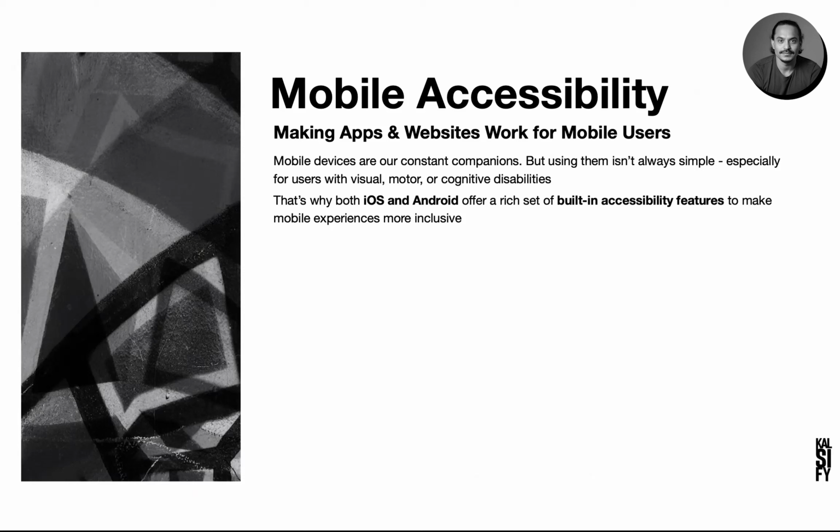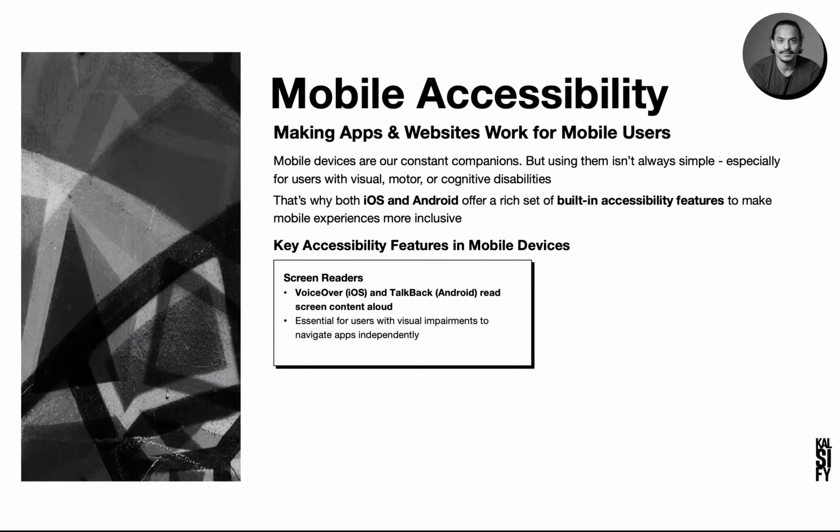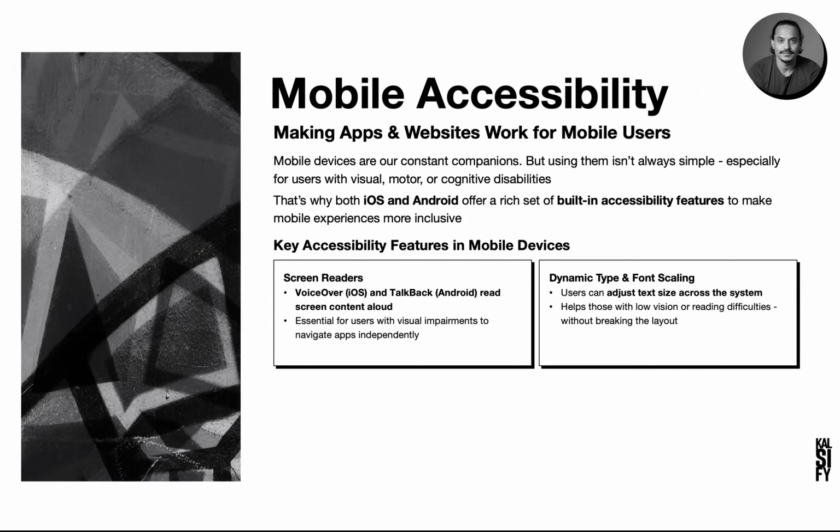Some of the key accessibility features in mobile devices are screen readers, VoiceOver in iOS, and TalkBack in Android. They read content aloud, helping users with visual impairments navigate apps. Dynamic type and font scaling. Users can adjust text size system wide, making content easier to read without breaking the design.